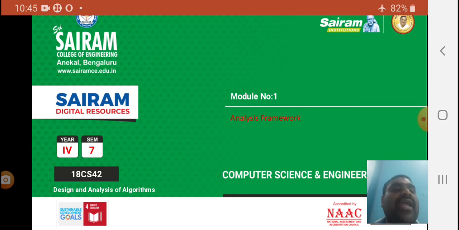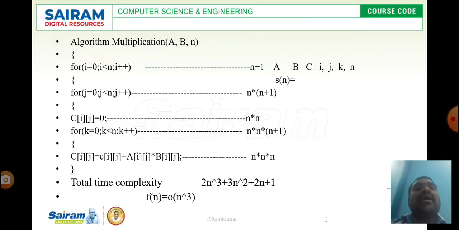In the previous video, we discussed the specification of an algorithm. Now I am going to deal with the analysis framework of an algorithm. Here, I have written the algorithm for multiplication of two matrices. What are the two different frameworks? One is time complexity and another one is space complexity. We need to perform time complexity and space complexity analysis for a certain algorithm.